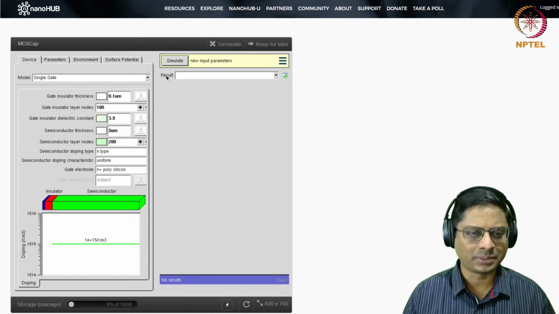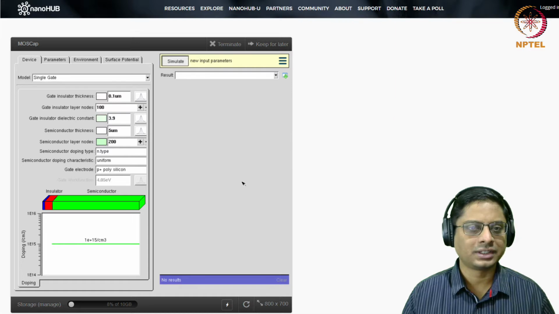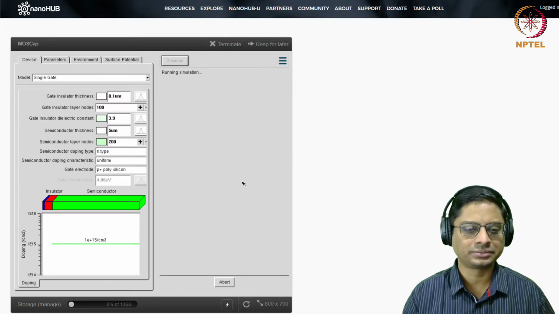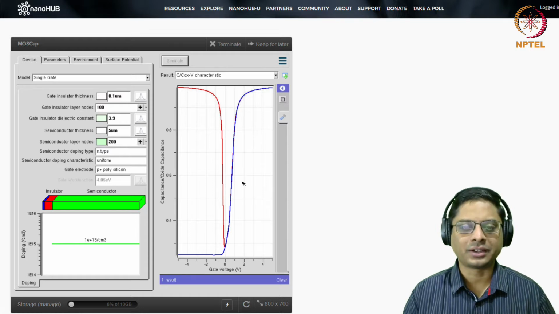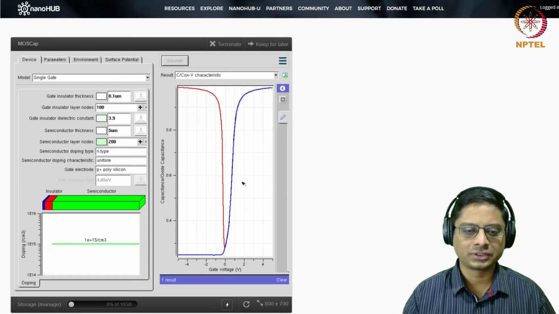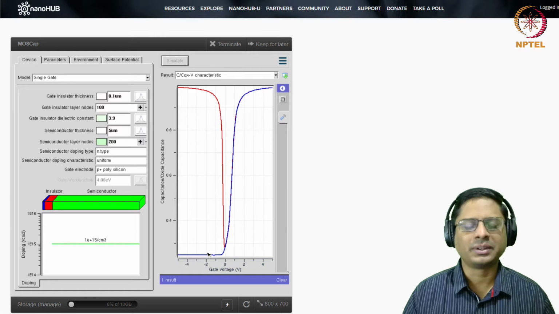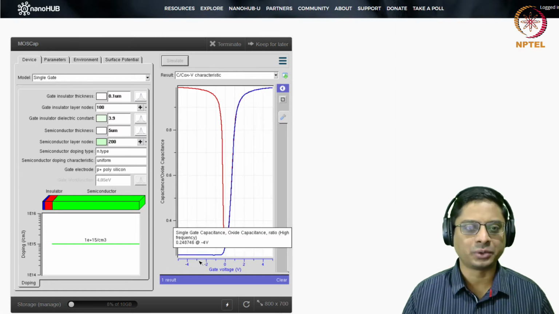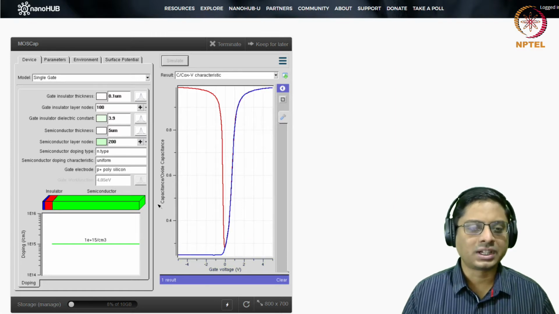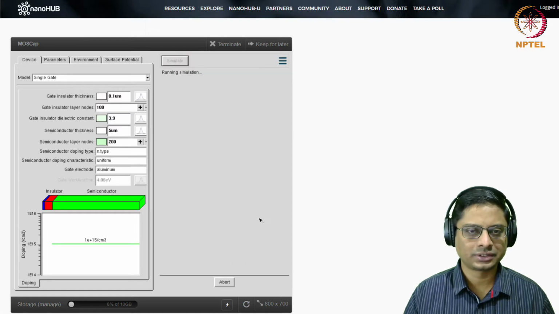Let's choose N-type and P plus polysilicon, and then run the simulation. So this is what you have, a PMOS device, so that it is going into inversion when you have negative voltages. But now if I choose, let's say, aluminum gate instead of polysilicon gate, what would happen to this?